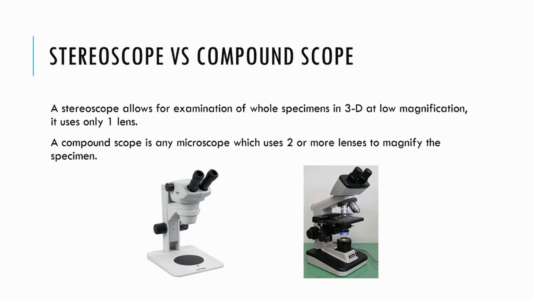That's where the compound microscope comes in, the compound light microscope. And that's any microscope that uses two or more lenses to magnify our specimen. So in this compound light microscope we see here, there's two lenses that are going to help magnify whatever it is we're going to look at. So we can see things that are smaller, but we do lose a little bit of that 3D nature. Things have to be much smaller and flatter and thinner for us to be able to view that specimen.